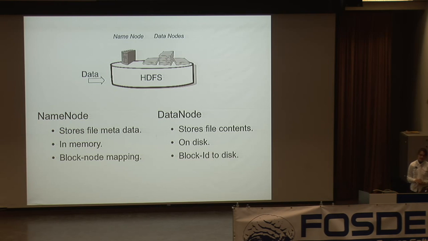What this means is, our name node stores file metadata in memory, and it stores a mapping from file blocks to actual nodes. So if you store that in memory, the size of your cluster depends on how much main memory you give to your name node, and on how large you make each file block. If you make the blocks large, you can store a lot of data because you don't have so many blocks per file.